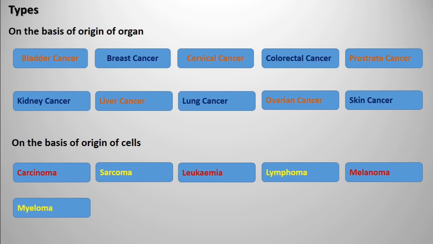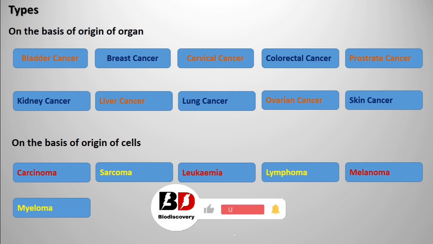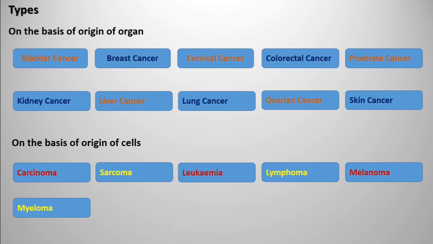Currently, more than 100 types of cancers have been reported. We will learn about a few important ones here. We either name a cancer by the organ in which it originates or by the cell or tissue in which it originates. On the basis of the organ of origin, cancer is of the following types: bladder cancer, breast cancer, cervical cancer, colorectal cancer, prostate cancer, kidney cancer, liver, lungs, ovarian and skin cancers.